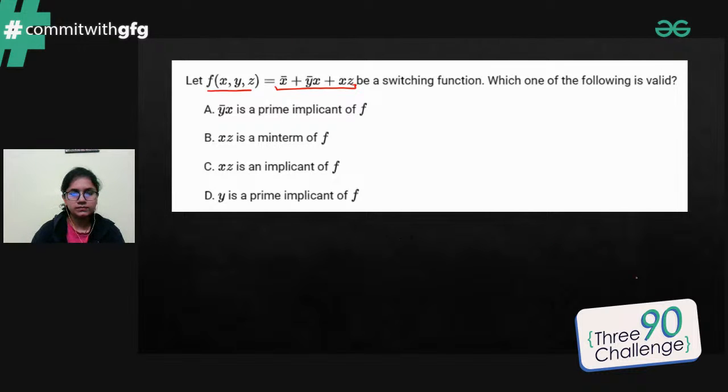Okay, so let f(x, y, z) be the expression given here: x bar plus y bar z, plus xy. So this is the function given to us. Let's see this. You are asking what a prime implicant is. I'm explaining this now.